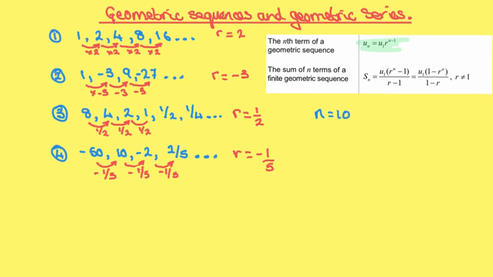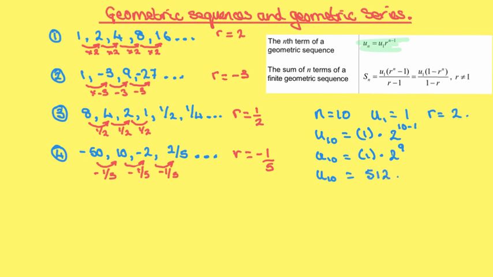n is equal to 10. u1, the first term, is equal to 1. And r, the common ratio, is equal to 2. So u10, the 10th term, is equal to 1 times 2 to the power of 10 minus 1. So u10 is equal to 1 times 2 to the power of 9. So u10 is equal to 512.